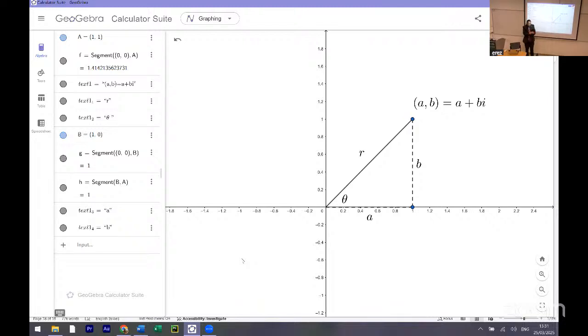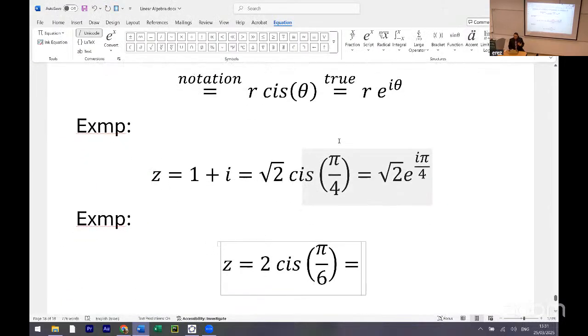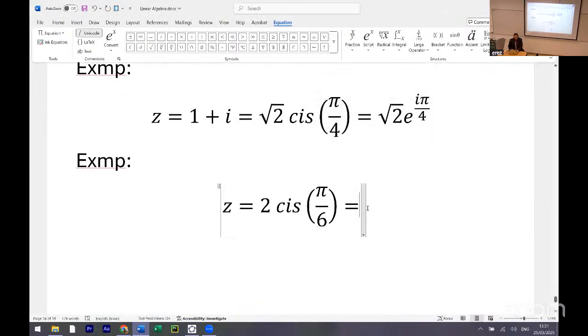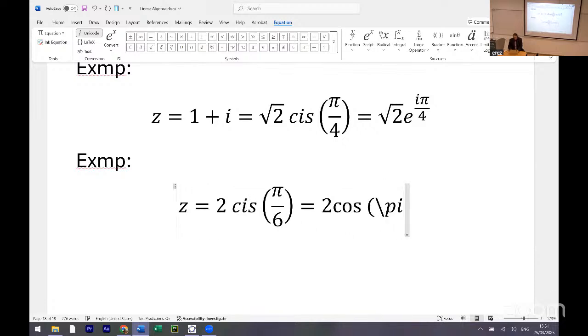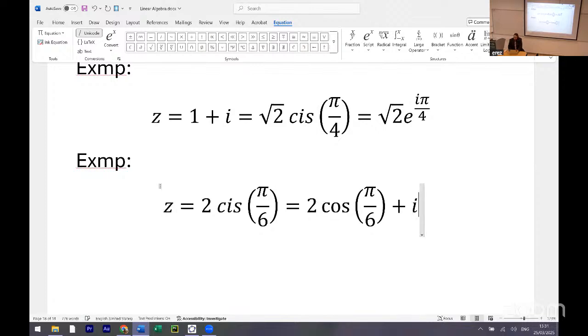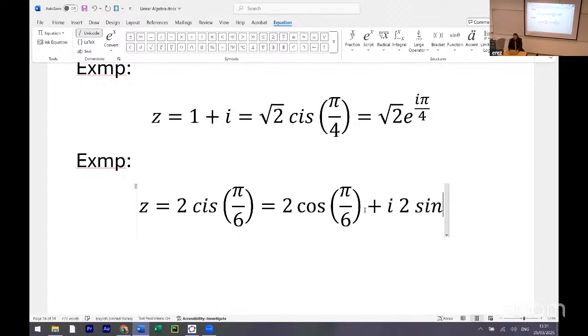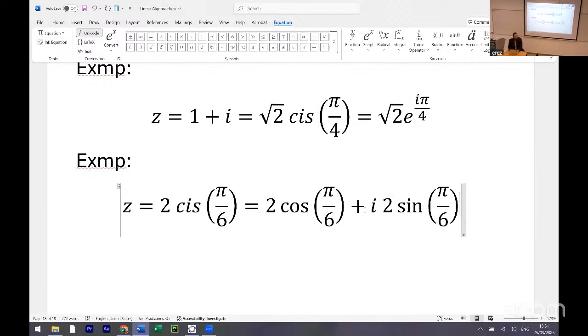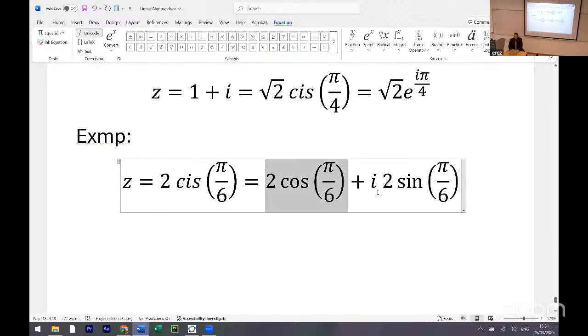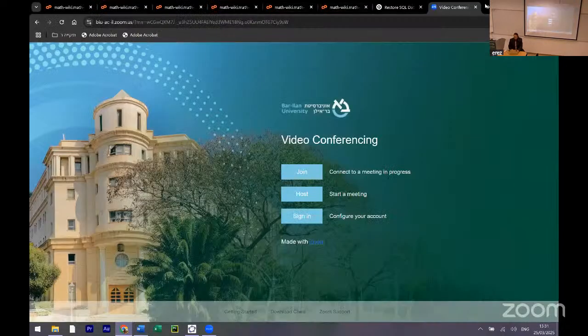But how do I actually find the A and B? The imaginary part, the real part, the algebraic notation of the number. So the following formula does it quite easily. It says that it's 2 times the cosine of pi over 6 plus i times 2 times the sine of pi over 6. And then we use a calculator to find out these numbers, and I'll do it using Wolfram.